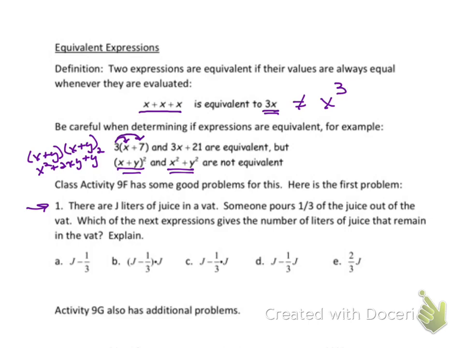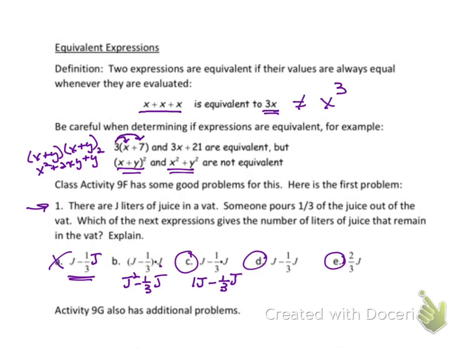Okay, this one is good. This one is good. This one is good. Why is that the case? Because I have 1j minus 1/3 of the j. That's my expression. Over here, I don't have a j here, and that's why that's incorrect. For b, if I distribute that j, I get j squared minus 1/3 j. That is not what I want. So C, D, and E are all equivalent.